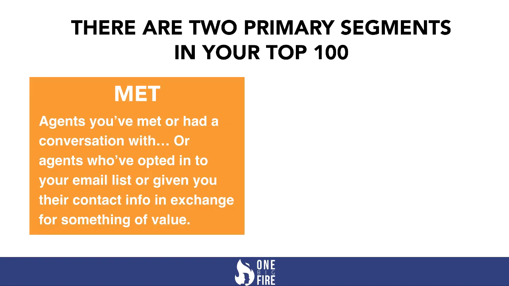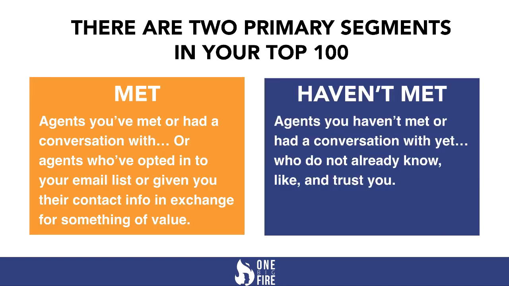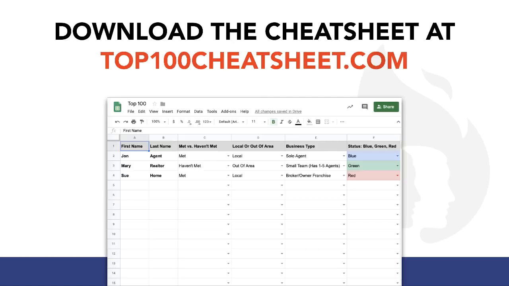So there's two types of agents that you're going to segment your top 100 into. There's agents that you have met. These are agents you've had a conversation with or who've opted into your email list or have given you their contact in exchange for something of value, basically giving you permission to communicate with them. Then there's people that you haven't met. Agents that you've never spoken to. If you saw them at a grocery store, they wouldn't know you from any other person, right? They basically do not know you. They do not like you. They do not trust you.